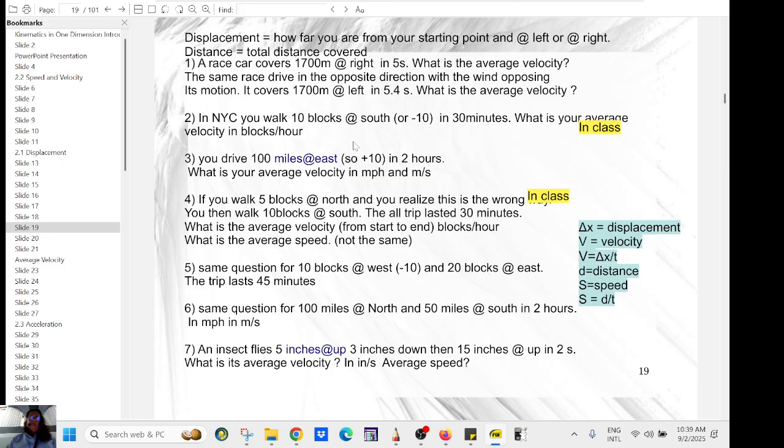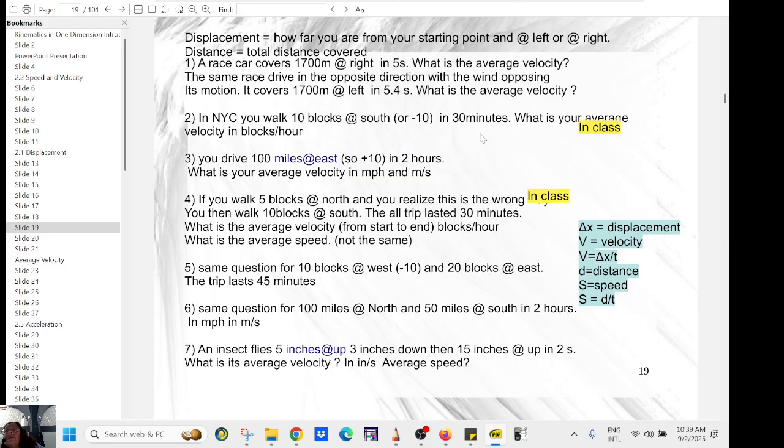Number 2, if 10 blocks south, so it's going to be minus 10. So you divide by the time, that would be 0.5. So minus 10 divided by 0.5 is going to be negative 20, okay, or 20 blocks at south.